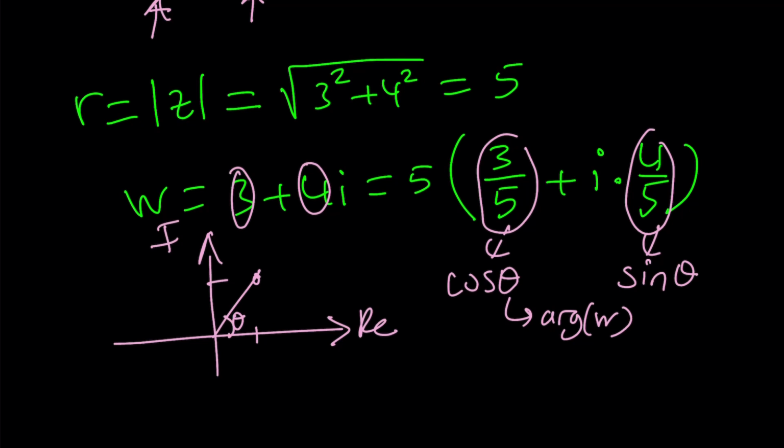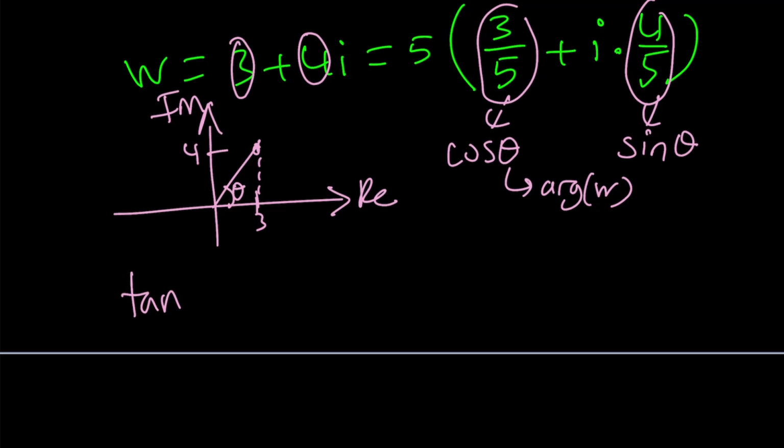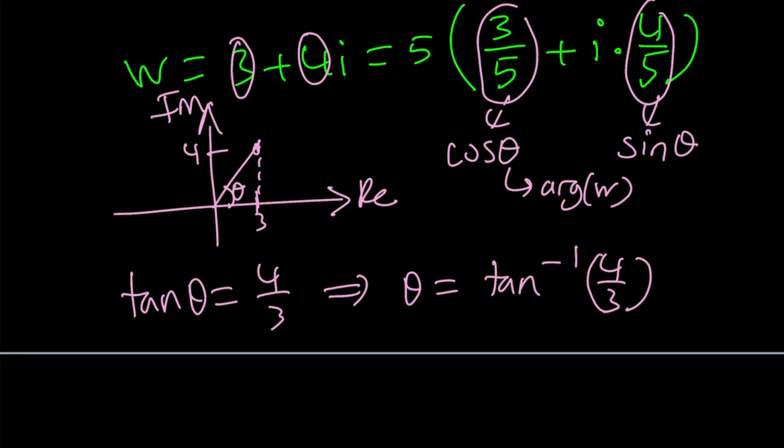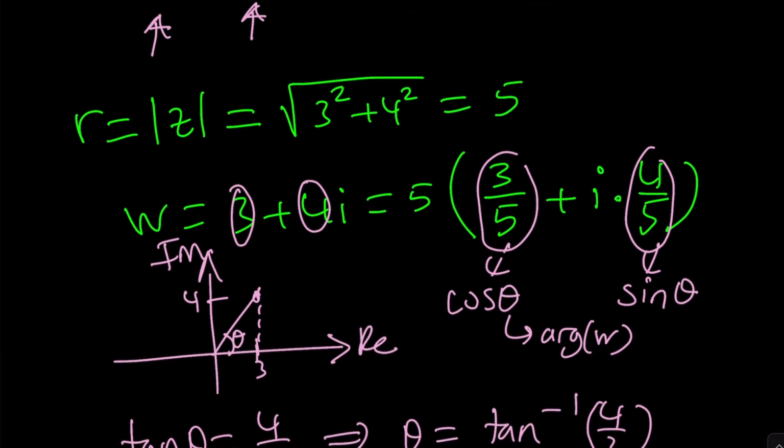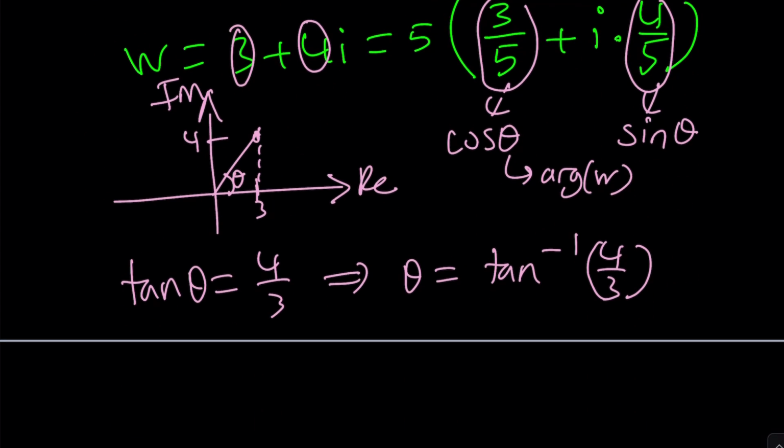Make sense? Now, here's the critical part. What do we know about this right triangle? And if you said tangent, you got it. Great. So tangent theta is going to be 4 over 3, right? Which means theta can be written as tan inverse 4/3. And this actually works nicely because we're in the first quadrant. If you're in a different quadrant like third, where tangent is positive, tan inverse of 4/3 is going to give you the theta, which is the reference angle. You just have to add pi to it. Make sense? I hope it does.